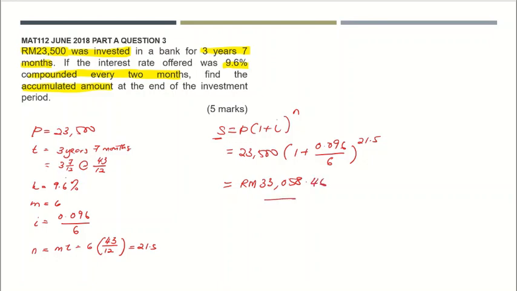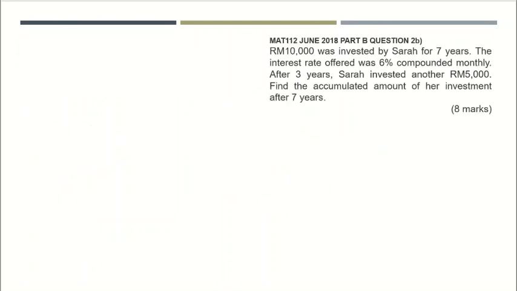Okay, so that is the answer for part A for 5 marks. That is the accumulated amount at the end of the investment period. So that clears how to solve the problems. This is actually a direct solution. Direct problem with a direct solution. So just substitute the information given into the compound amount formula. Next we're going to look at the part B questions, which is normally more complex.